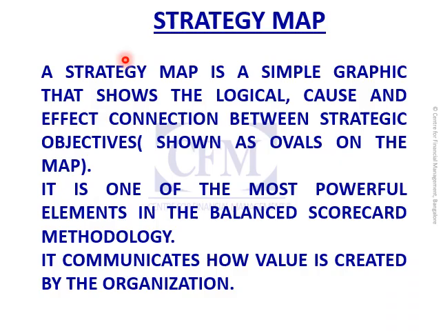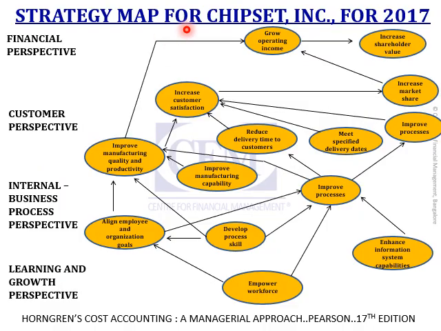A strategy map is a simple graphic that shows the logical cause and effect connection between strategic objectives shown as ovals on the map. It is one of the most powerful elements in the balanced scorecard methodology. It communicates how value is created by the organization. Here is an illustrative strategy map for Chipset Incorporated for 2017.